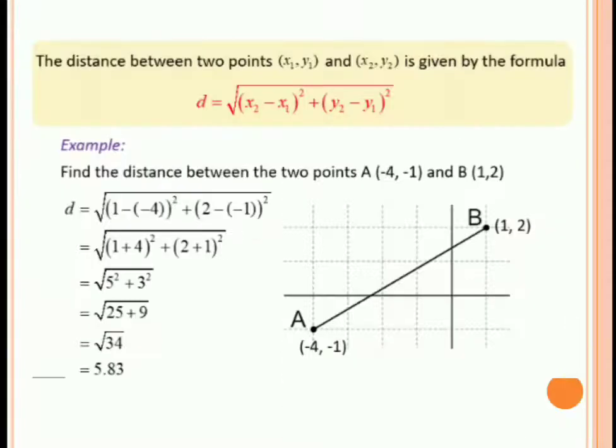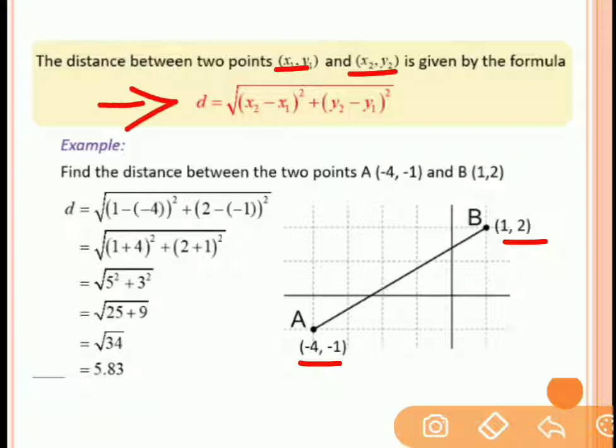Now next is to understand how to find the distance between 2 points in the Cartesian coordinate plane. Consider the 2 points A and B. First point is minus 4, minus 1, and second point is 1, 2. Now the distance between the 2 points can be found from the formula d is equal to under root of (x2 minus x1) square plus (y2 minus y1) square. In the given equation, the 2 points are minus 4, minus 1 and 1, 2.